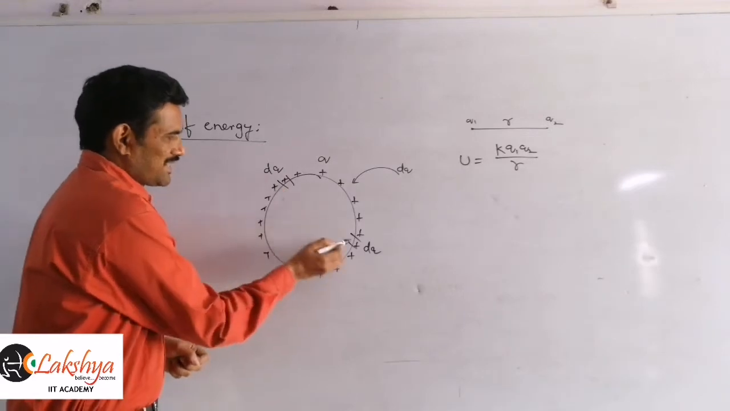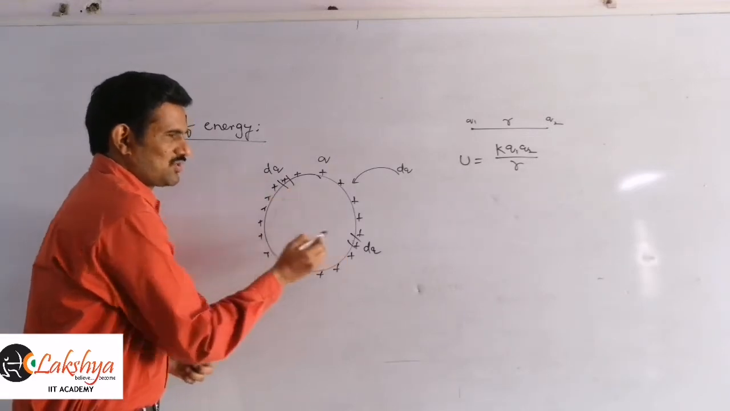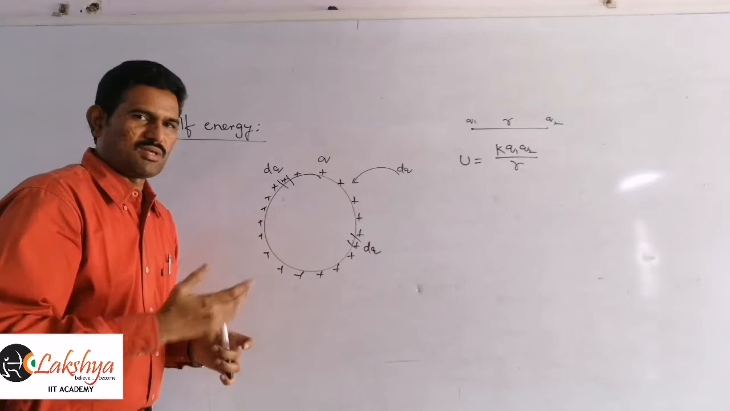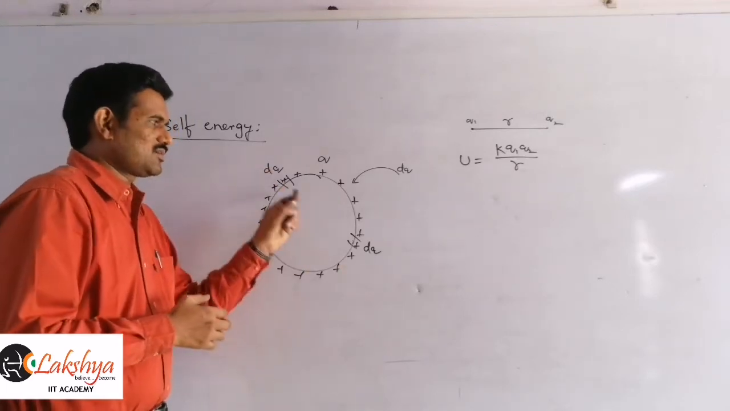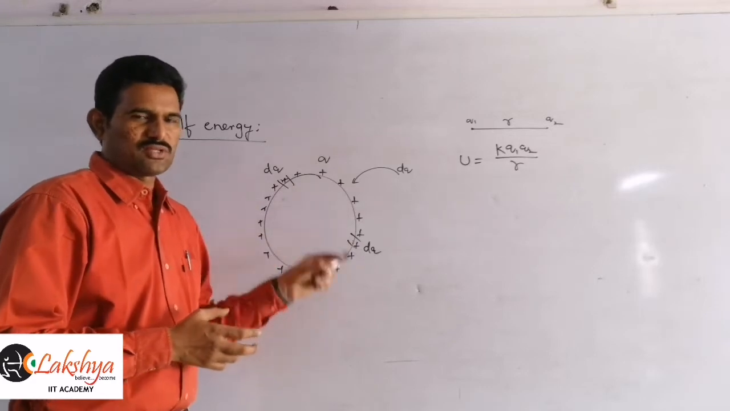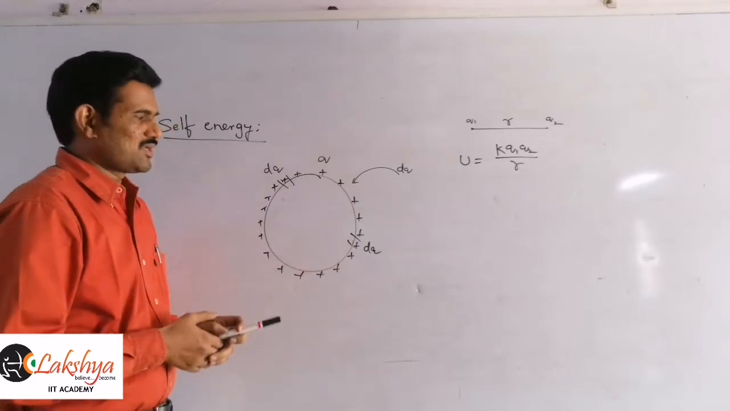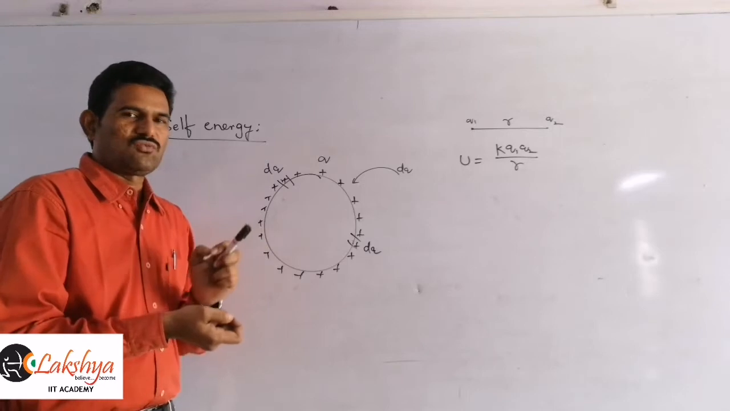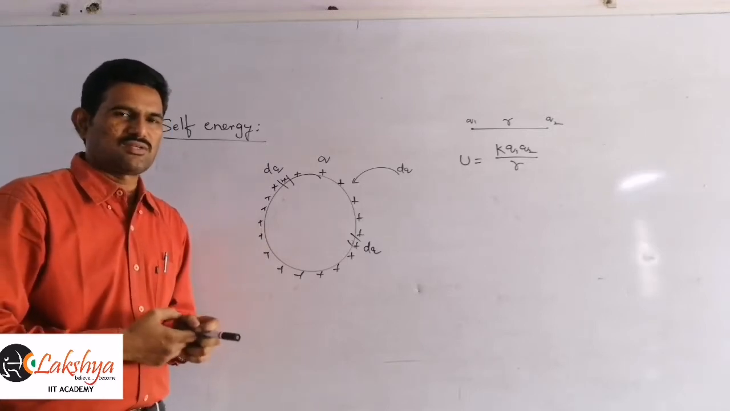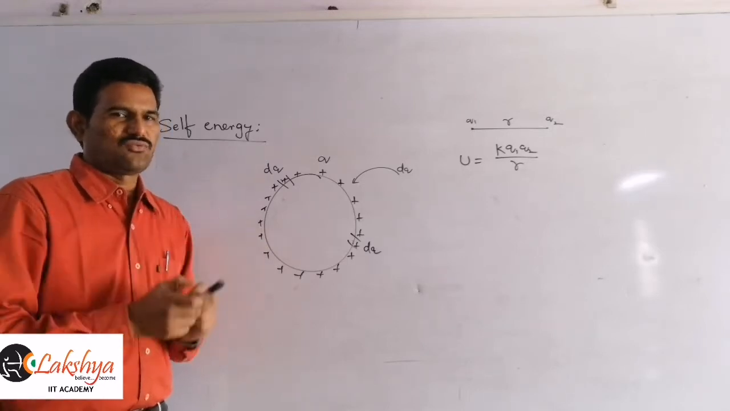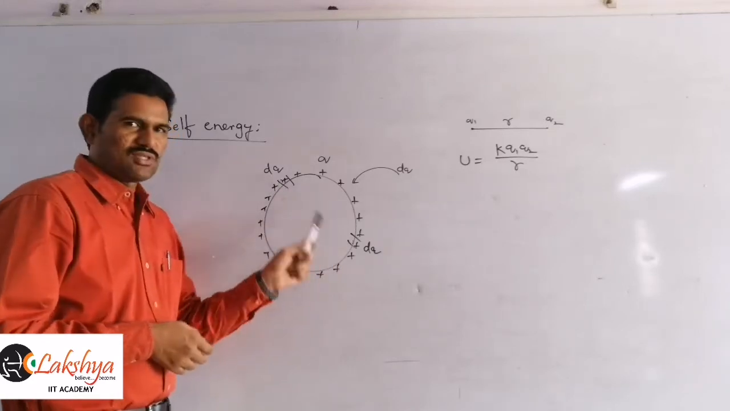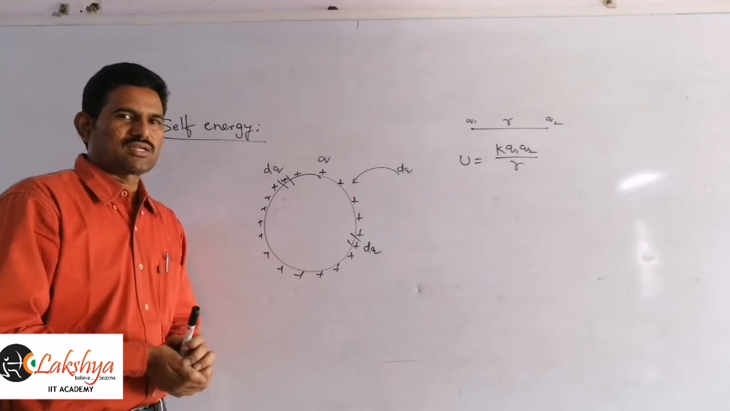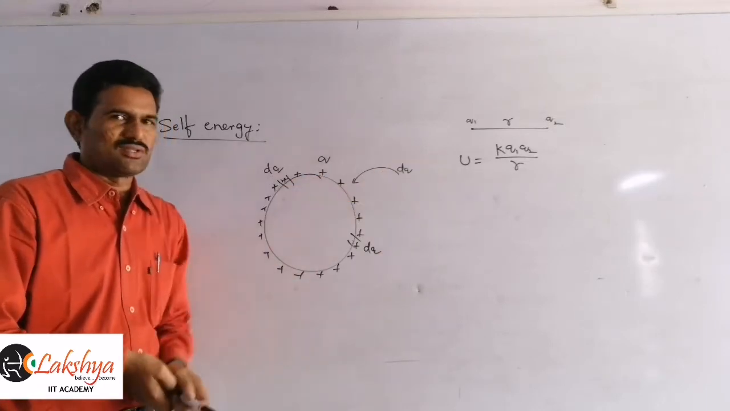Now there exists some interaction between these two. Interaction means some force will be there. It may be attractive or repulsive, depending on the nature of the charges. In this example the force will be repulsive because both are like charges. Whenever either an attractive or a repulsive force is acting between charges, we call that an interactive force. They are interacting with each other, and whenever two charges are interacting with each other, that possesses that amount of energy, right?